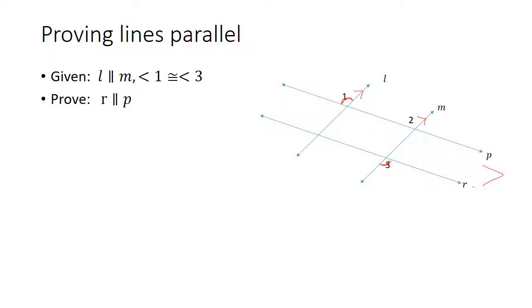All right, so the first thing I'm going to write is my given. So I'm going to say L. Goodness, I'm going to have to write my L in cursive. So L is parallel to M, and that's a given.